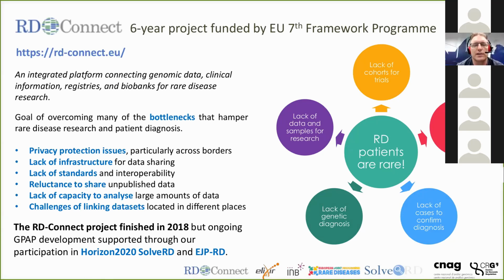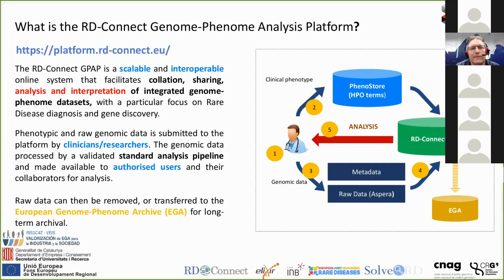not least including the Horizon 2020 SolveRD project and the European Joint Project for Rare Disease. So what is the platform? As we like to call it, the GPAP. Looking at the figure on the right here, the idea of the GPAP is that it's a scalable and interoperable online system that facilitates collation, sharing, analysis, and interpretation of integrated genome-phenome datasets. And today we're very much going to be focusing on this analysis and interpretation of the datasets.